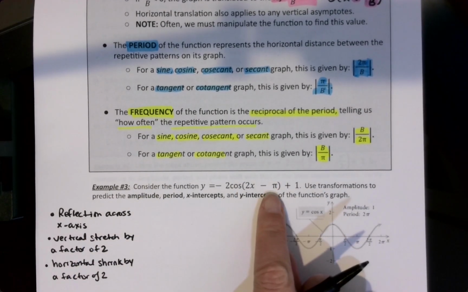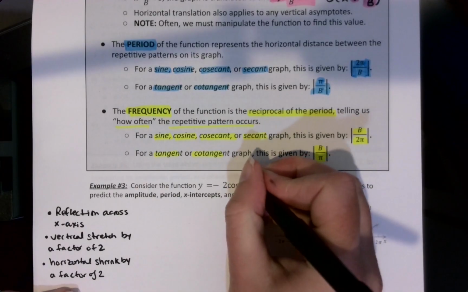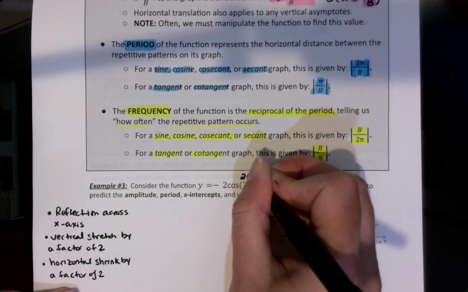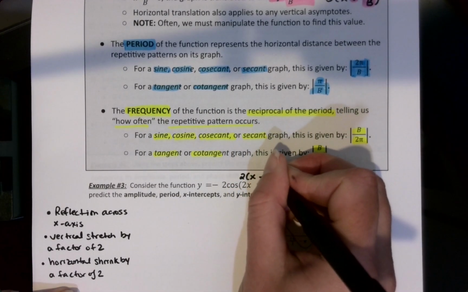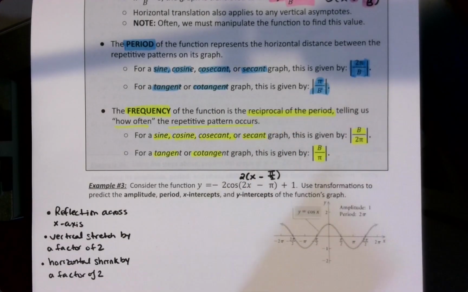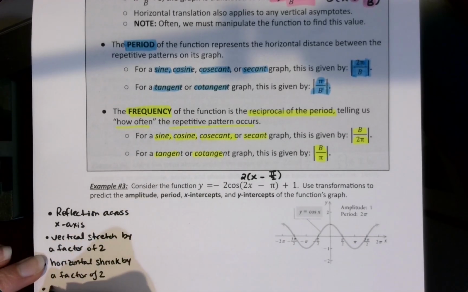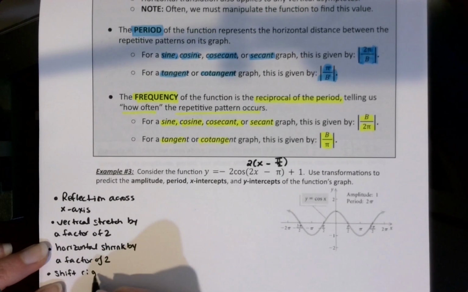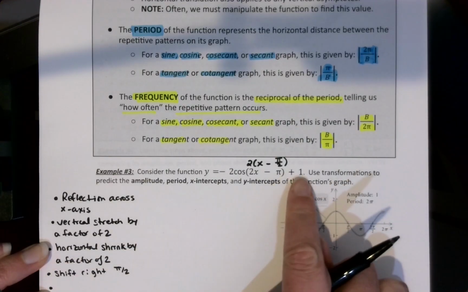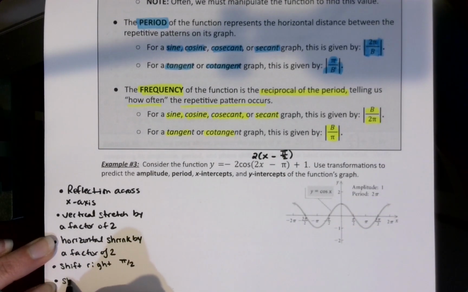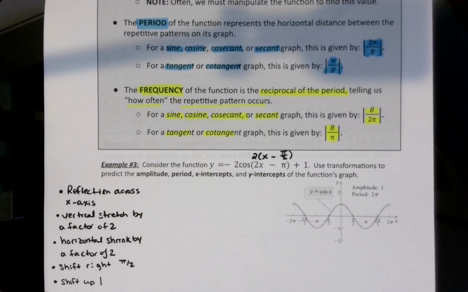And then the left-right shift, I'm not able to see without factoring. So let's get our 2 factored out: 2 times x minus pi over 2. When I factor, I divide out that 2. So that's going to be a shift to the right by pi over 2. And then this plus 1 is going to be a shift up 1. It's a lot of transformations. We got 5 transformations to this graph.